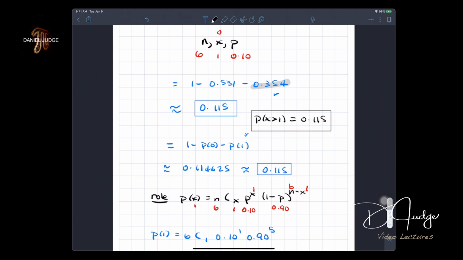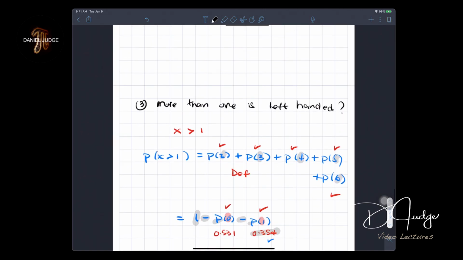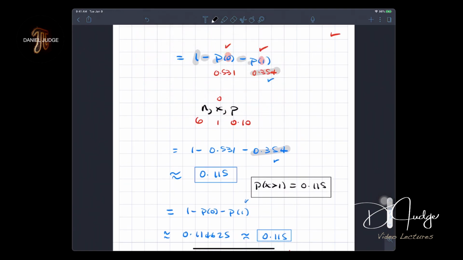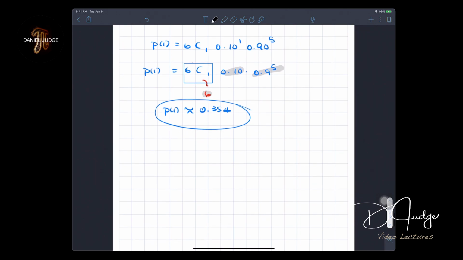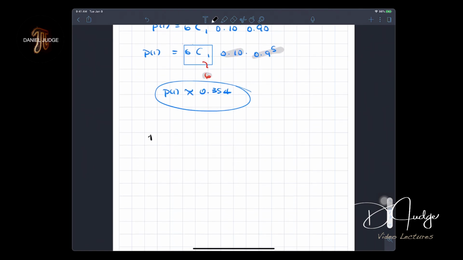And like you guys know, these are some of my favorite questions. We have more than 1. We have no more than 2, at least 1. What if we say, oh, how about this? This is going to be number 4 maybe. How about, since we're selecting 6, less than 5 are left-handed.